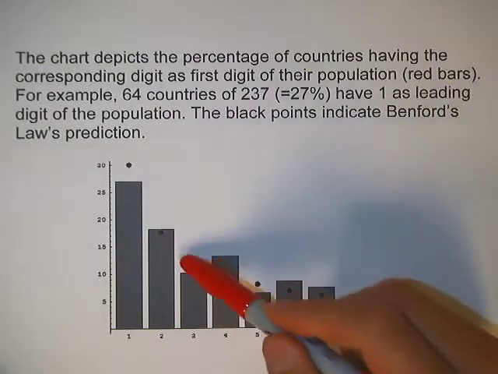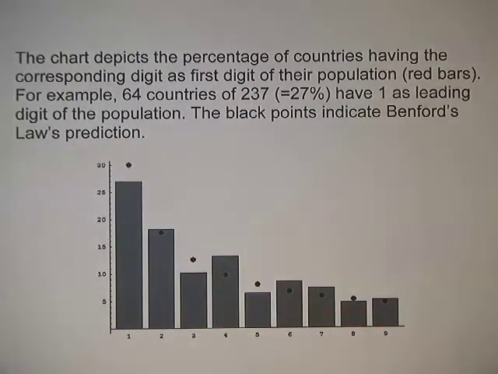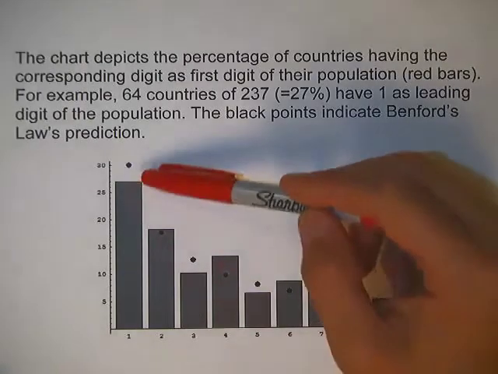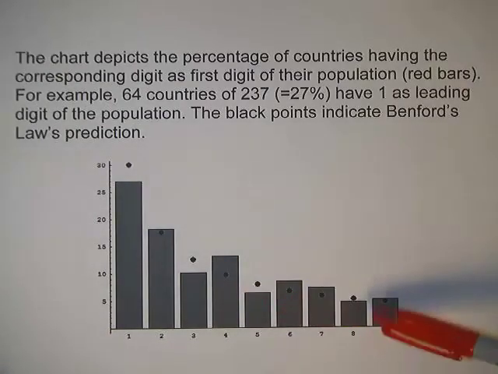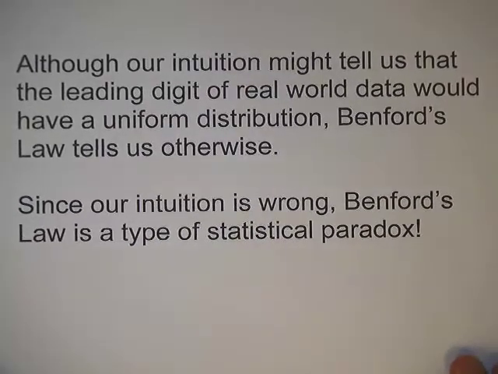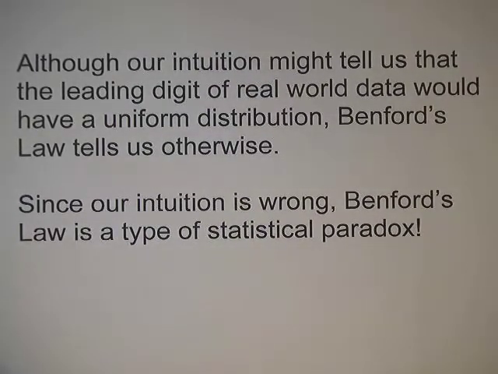Now, these black dots show what Benford's law predicted. Benford's law predicted this would actually be up a little bit more, but notice as you get lower and lower, those predictions become more accurate. So although our intuition might tell us that the leading digit of real-world data would have a uniform distribution, Benford's law tells us otherwise. Since our intuition in this case is wrong, Benford's law is a type of statistical paradox.